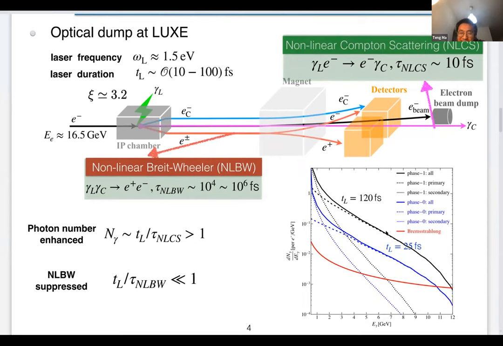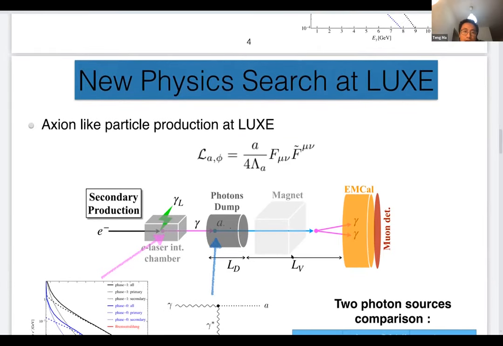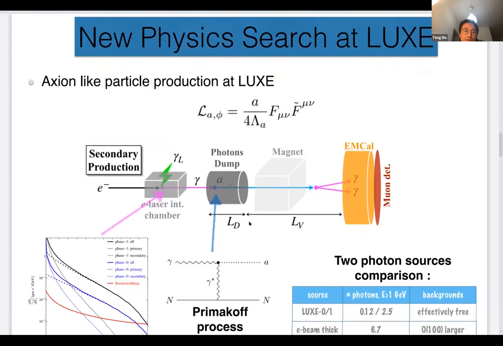The black line is the phase one ladder, and the blue line is the phase zero ladder. The difference between these two phases is the power of the ladder. The red line is a spectrum from the simple dump. We can find that the optical dump at LUXE can more efficiently produce hard photons than the traditional dump. So with a lot of hard photons, we can use them to produce the axion-like particle, which couples with the photons through the dimension-5 operator.